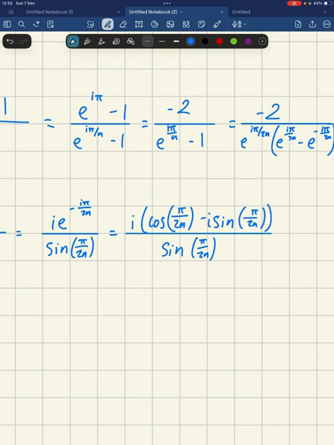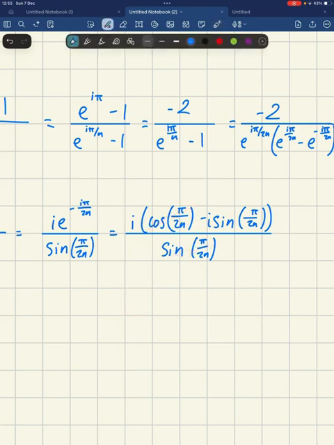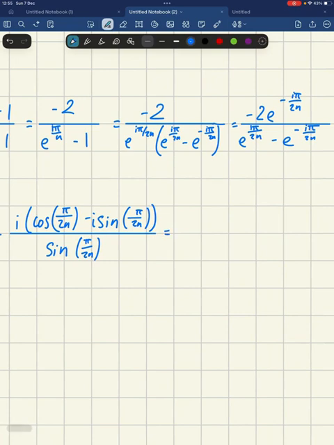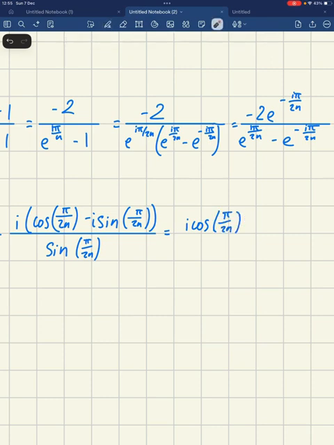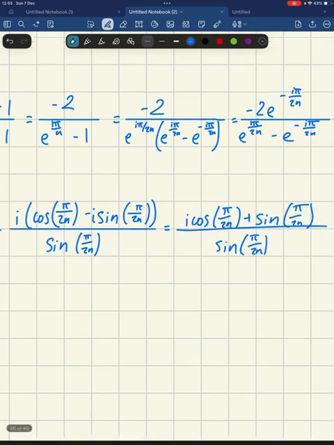So hopefully now you can see that it's going to cancel. i and i will make minus 1. Sine and sine will make the 1. Cos and sine will make the cot. So we're basically finished now. So multiply everything by i, multiply out the brackets, so we're going to get i cos pi by 2n. And then we're going to get i times minus i, which is minus minus 1, which is just 1, so we're going to get plus sine of pi by 2n all over sine of pi by 2n.